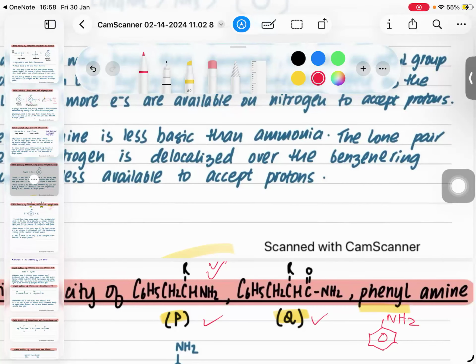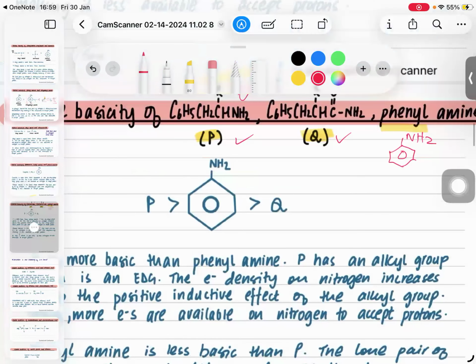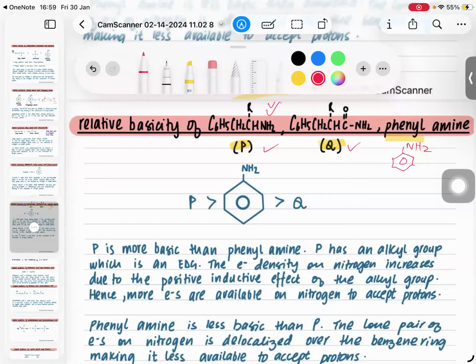Phenylamine. Now, how you put them in order, you have to explain in pairs. You are not bothered by comparing P and Q. You are bothered by comparing P and phenylamine. So, let's compare P and phenylamine. P is more basic than phenylamine.